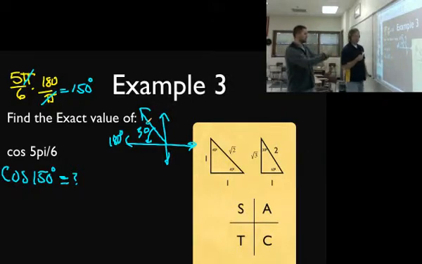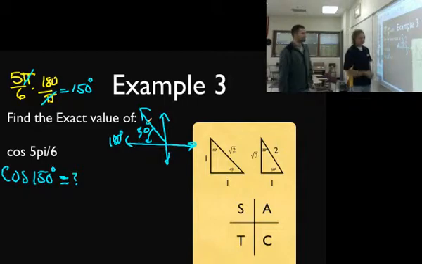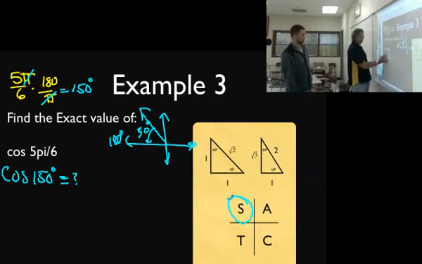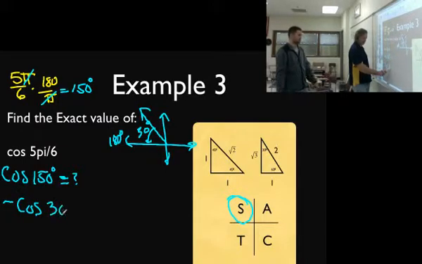So is cosine positive or negative in that quadrant? We're in this quadrant, correct? So cosine is negative. Okay, so this question is the same as negative cosine of whatever our reference angle was, which was 30. All right, so finish away.